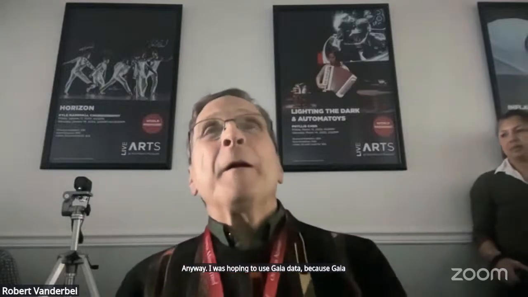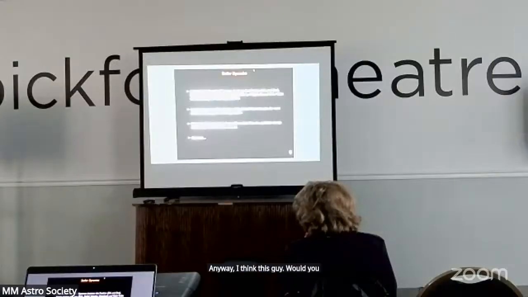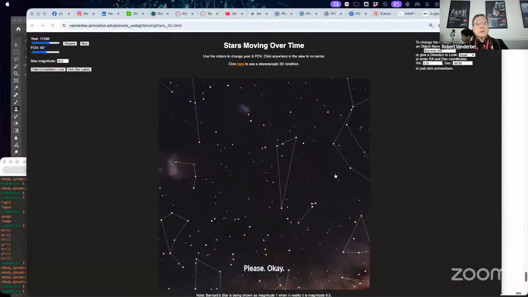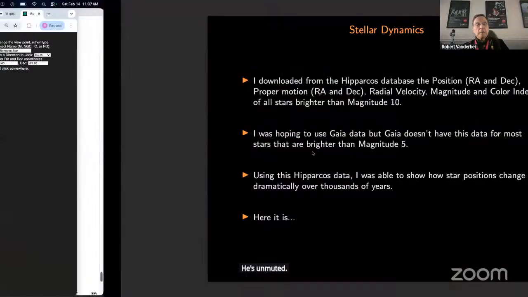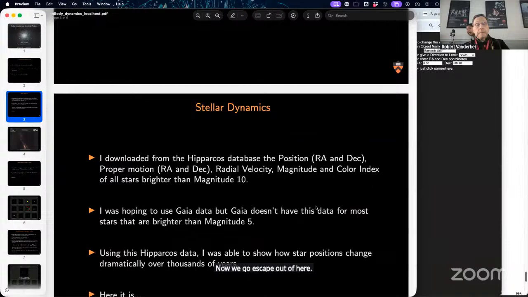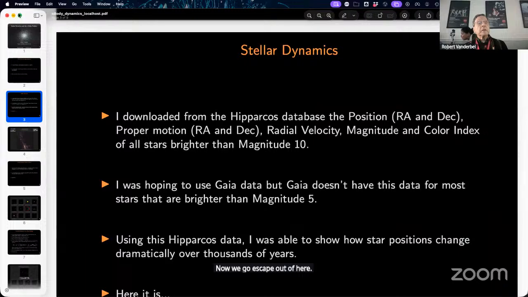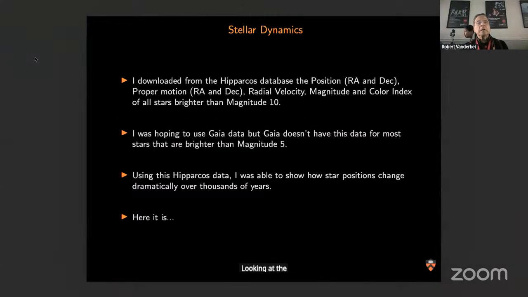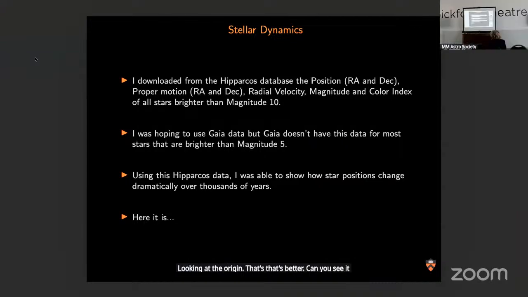Anyway, I was hoping to use Gaia data because Gaia is the new thing. But the interesting... Would you share your screen? Oh, share screen. Sorry. Zoom. Share. And now I probably have to go out of full screen mode. Now we go escape out of here. Picking up the audio. That's better. Can you see it? Yep. And you can see it? Yep. Okay. All right, there we go.